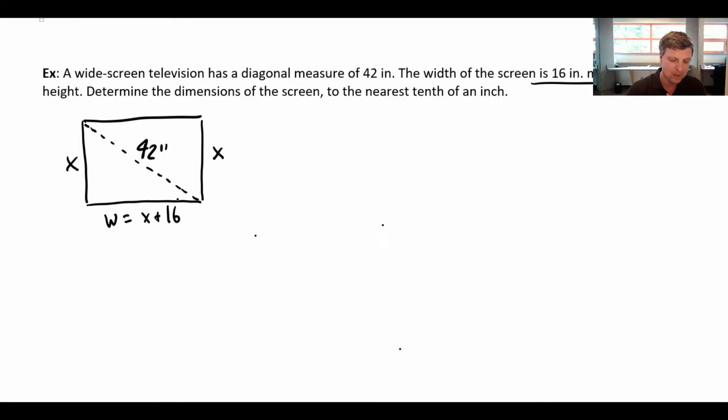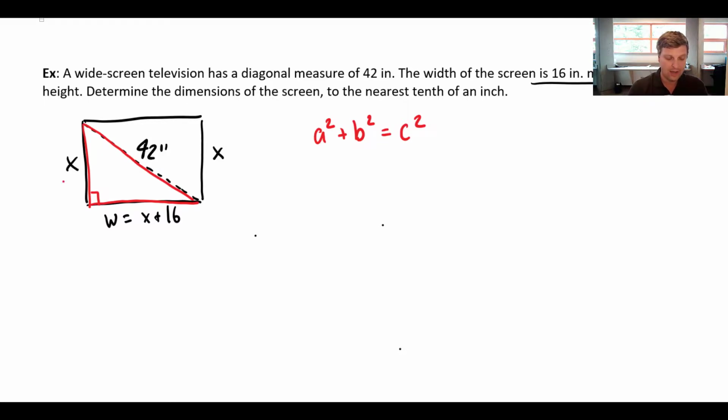And what you might recognize from the picture is that if the diagonal is 42 inches across, then this right here, including this diagonal, is a right angle triangle. And there is a formula I know about right angle triangles, which is a squared plus b squared equals c squared. And so this is going to allow me to relate the diagonal and the two sides to each other in a way that will help me solve for one of the sides.